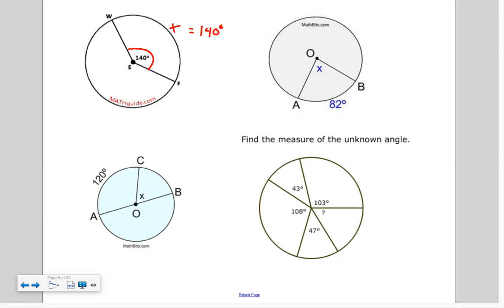It goes the other direction too. If you know the arc degree measure, then the angle measure, if it's a central angle, will be equal.